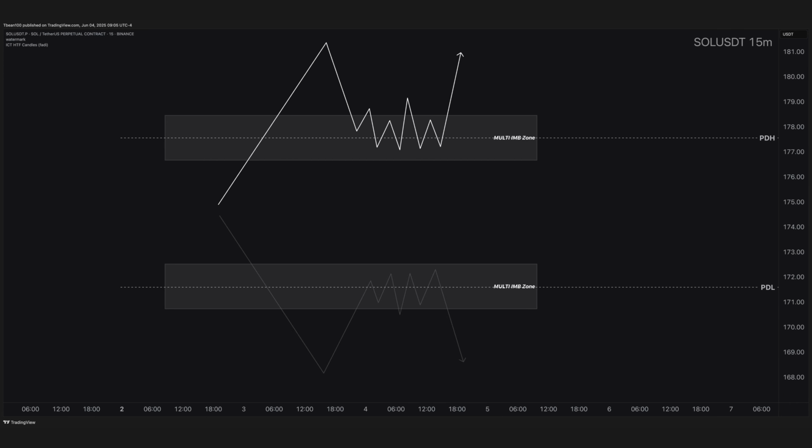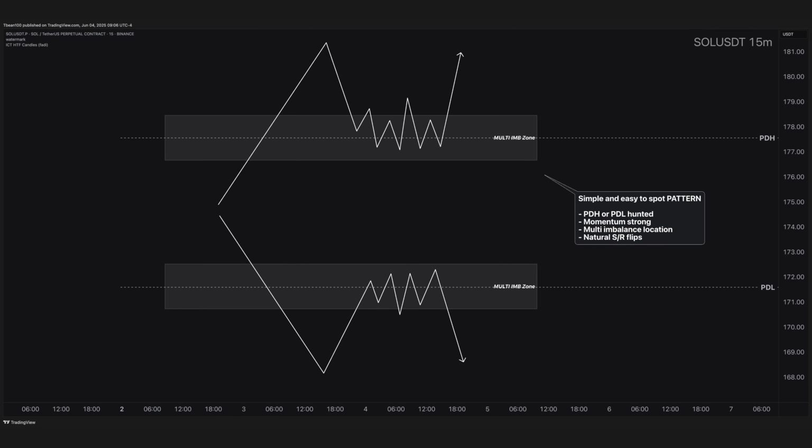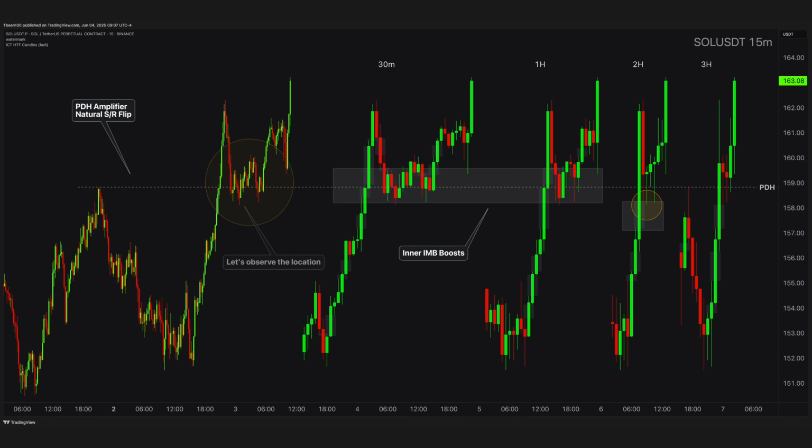Later on, these levels act as support or resistance, simple support and resistance flips actually, or some call them break and retest locations. As you notice, this is an extremely simple pattern to find. Nothing complicated, anyone can spot them. PDH or PDL hunted, very strong momentum, multi-imbalance location, and natural SR flips. But trading them can be a little bit confusing and complicated from time to time. Let's observe the area in close action in the lower time frames and talk further.